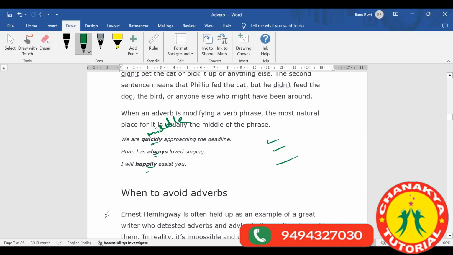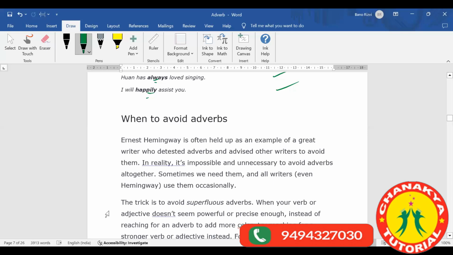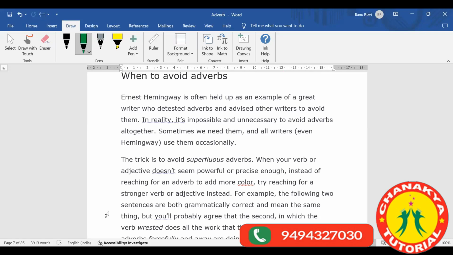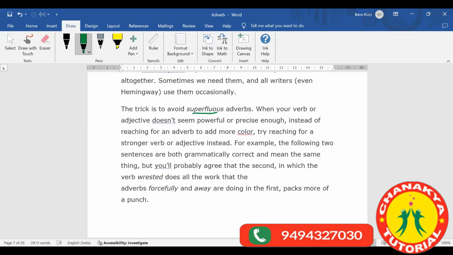Now, do you want me to tell you when to avoid adverbs? This is a great example from a writer. The trick is to avoid superfluous adverbs. When your verb or adjective doesn't seem powerful or precise enough, instead of reaching for an adverb to add more color, try reaching for a stronger verb. This is for your communication. We need to avoid the adverb. Let me give you an example.